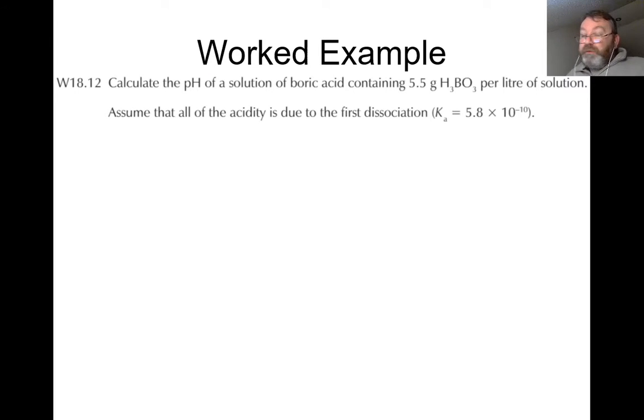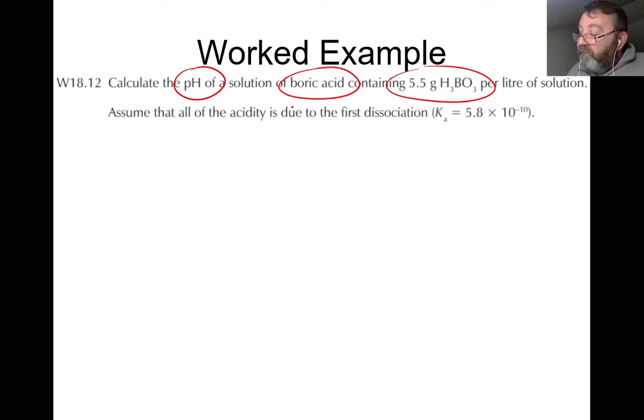Calculate the pH of a solution of boric acid containing 5.5 grams of H3BO3, that's boric acid, per litre of solution, and assume that all the acidity is due to the first dissociation. In other words, Ka is 5.8 by 10 to the minus 10. So we have everything we need. What do we have? First of all, we want the pH of a solution of boric acid with 5.5 grams per litre and a Ka value.